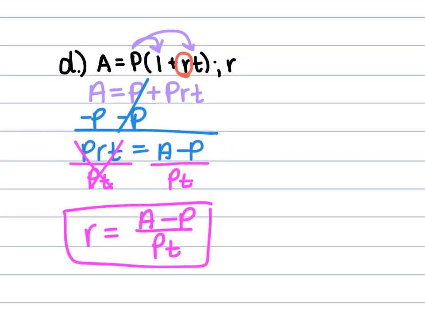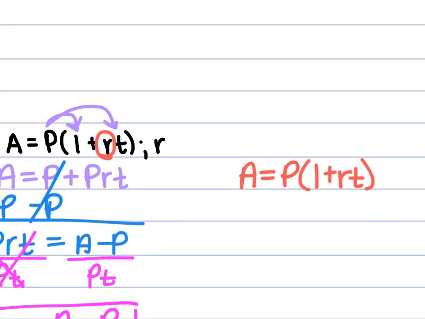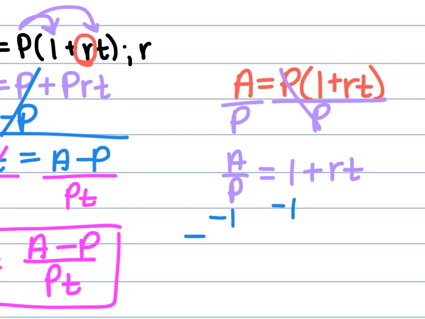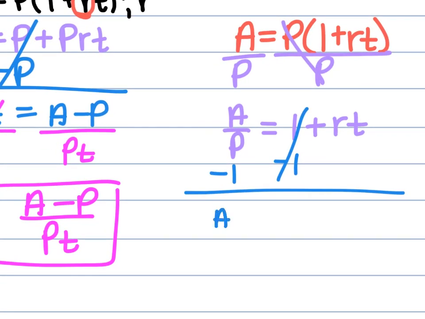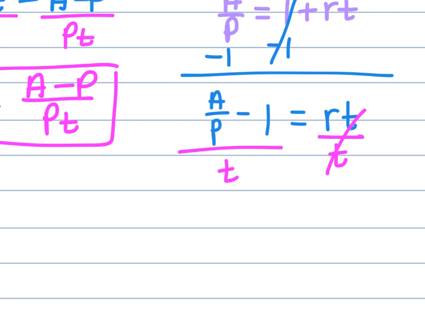You can also start from A is equal to P times 1 plus R times T and divide each side by P first. If you were to do that, you'd be left with A over P is equal to 1 plus R times T. Subtract the 1 from each side. You'd be left with A over P minus 1 is equal to R times T. From here, you're getting the R by itself, so you're dividing each side by T. When you're dividing all by T, you have to think about this. You have A divided by P minus 1 all over T.